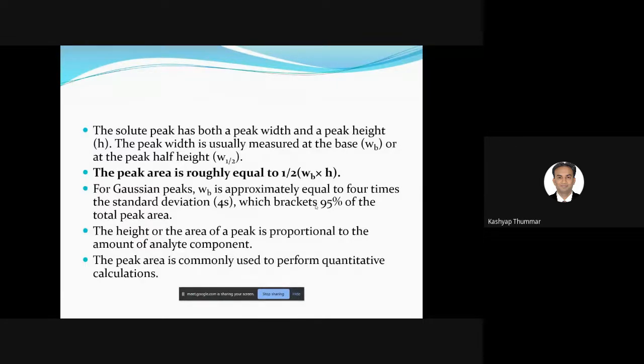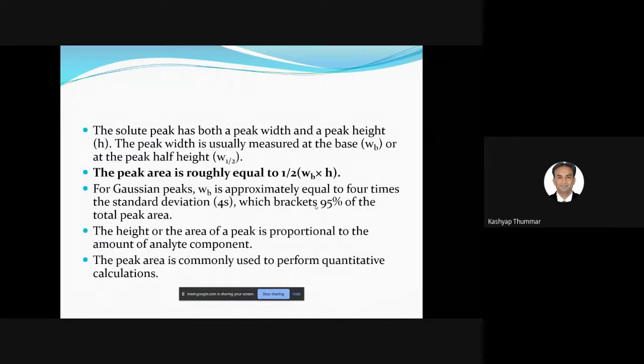So how to calculate the peak area? It is roughly equal to 1 by 2 into peak width at base into height. So peak width into height will give the peak area. Here it is said that for Gaussian peaks, which again means an ideal peak, WB is approximately equal to 4 times the standard deviation, which brackets 95% of the total peak area. Why is 4 times the standard deviation used? Because it will cover almost 95% of the peak area.